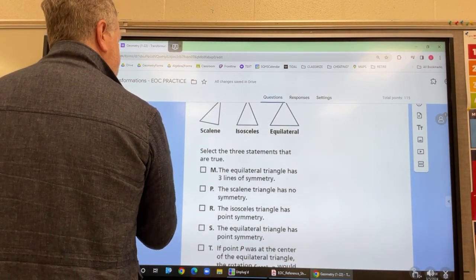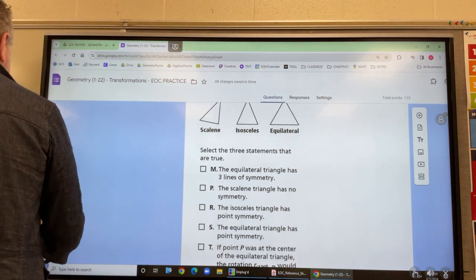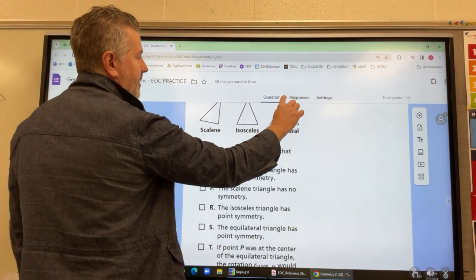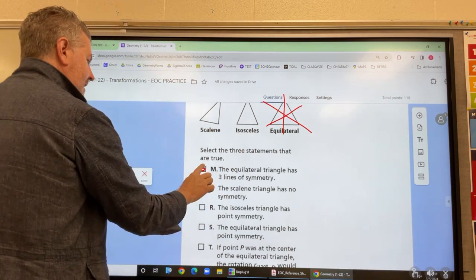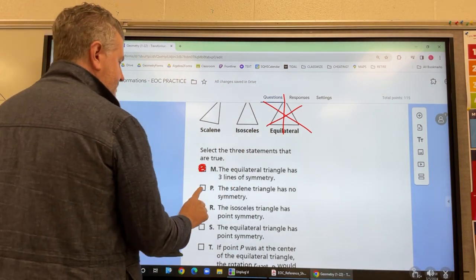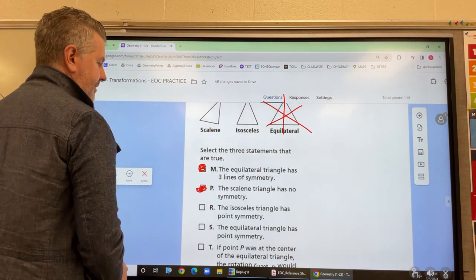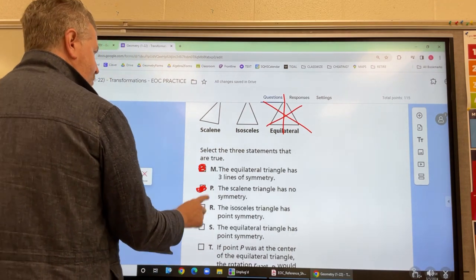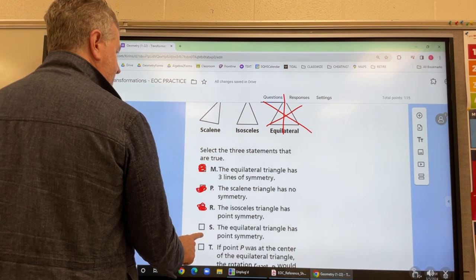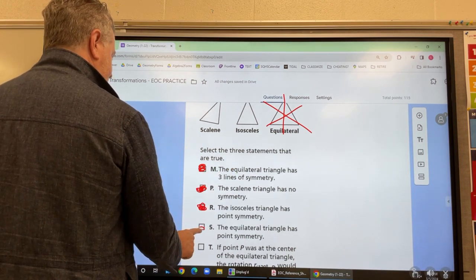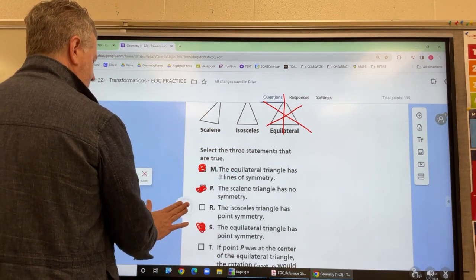So look, the three statements that are true. The equilateral has 3 lines of symmetry. That sounds right. We've been doing lines of symmetry for quite a while. 1, 2, 3, that sounds right. The scalene has no symmetry. That, I think, is true. No symmetry at all. The isosceles has point symmetry, sure. The equilateral has point symmetry, yes. And I'm going to say the isosceles probably doesn't.